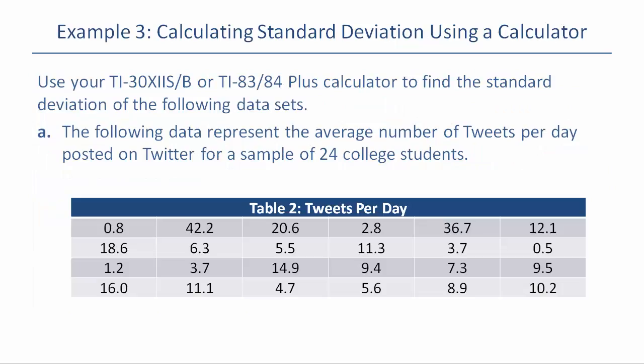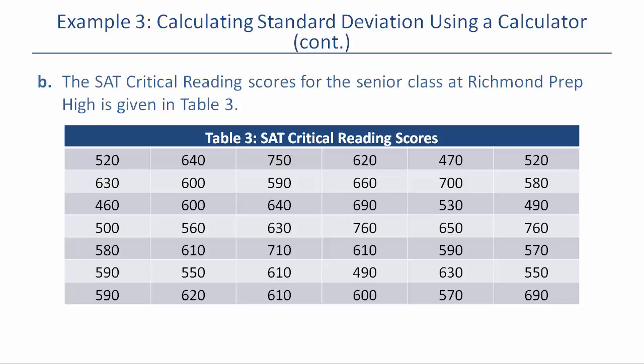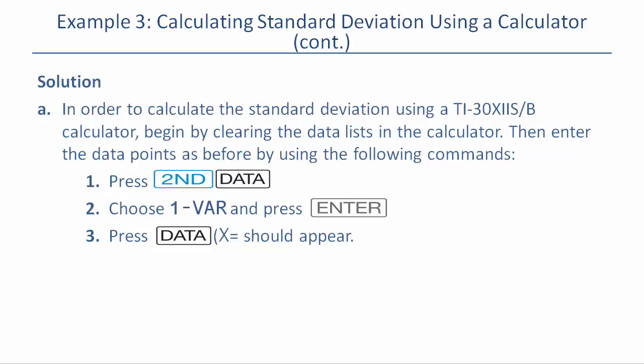All right, how about another? Now that we've learned how to do our z-scores, the next two examples are going to be how to do all of this stuff with calculators. So here's a set of data. Here's some more data. And we want to calculate standard deviation using the calculator.